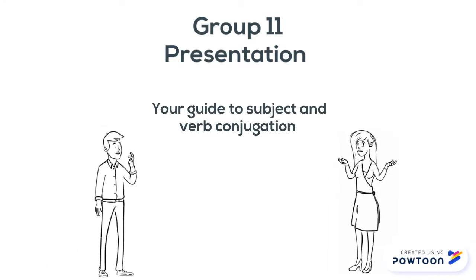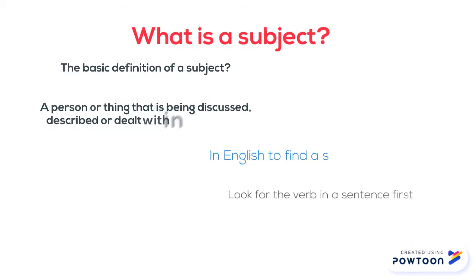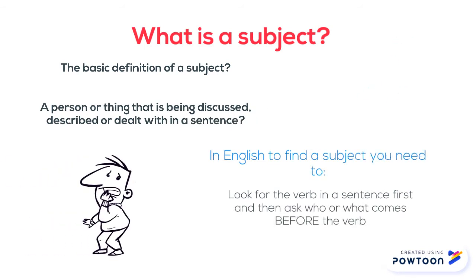With this guide, you will now be able to identify the subject and to help with verb conjugations in a number of different languages. Subject is a person or thing that is being described, discussed, or dealt with in a sentence. A basic rule to follow is that in English, to find the subject, you need to look for the verb in the sentence, and then ask who or what comes before this verb.